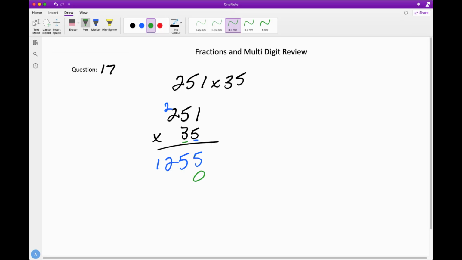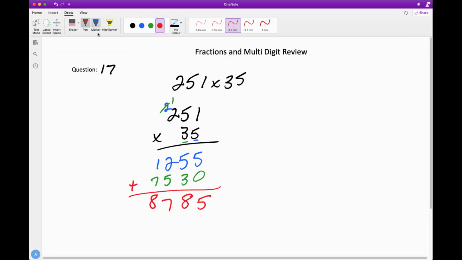3 times 1 is 3. 3 times 5 is 15. We carry the 1. 3 times 2 is 6, plus 1 is 7. Now that we multiplied everything out, we can go ahead and add down. This gives me 5, 8, 7, and 8.